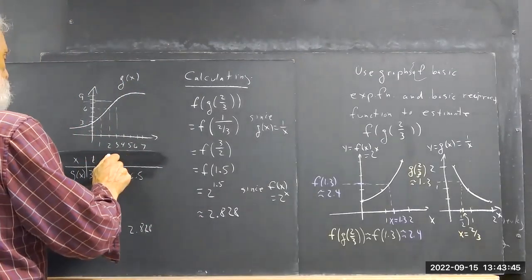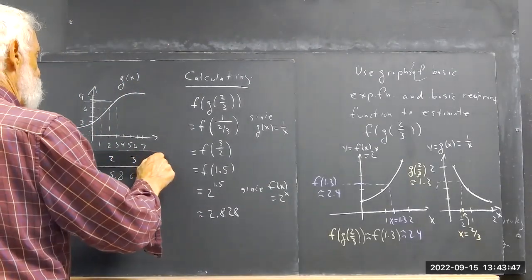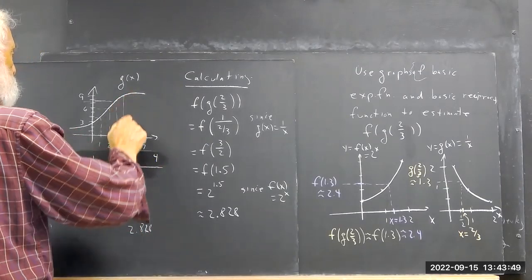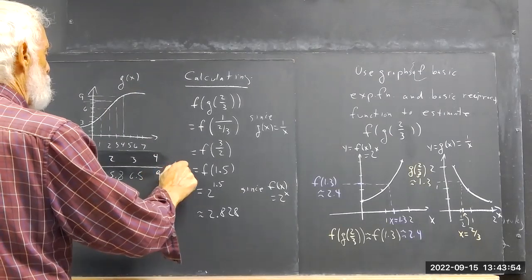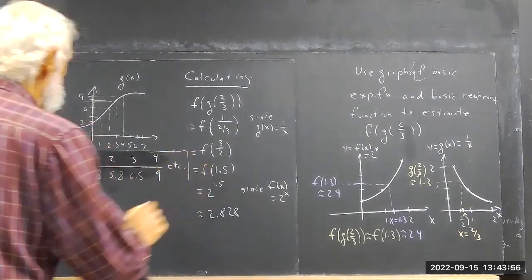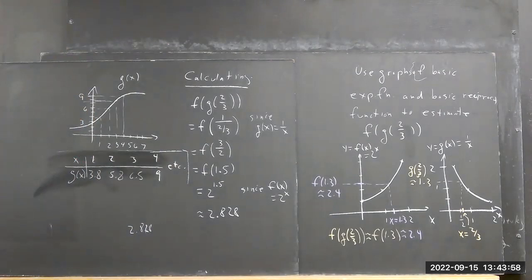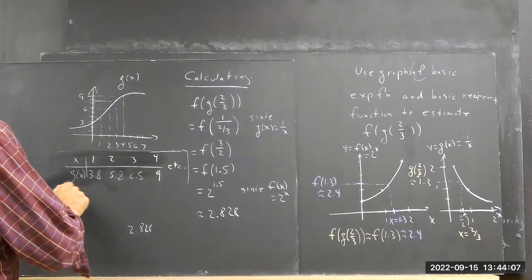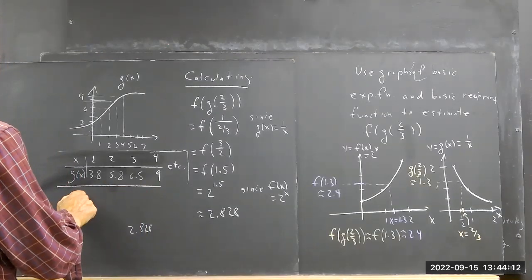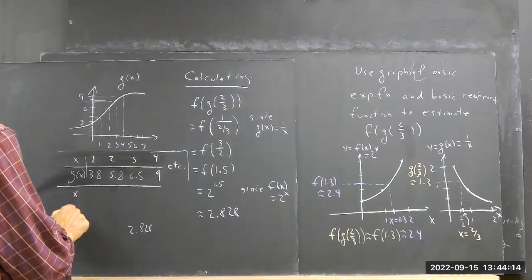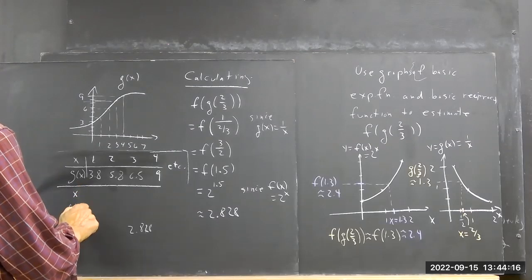So 1, 2, 3, and then for 4, we get, let's say, 9. And we can continue the table. We can go up a couple more units. Easy enough. And now let's say we've got an element function.